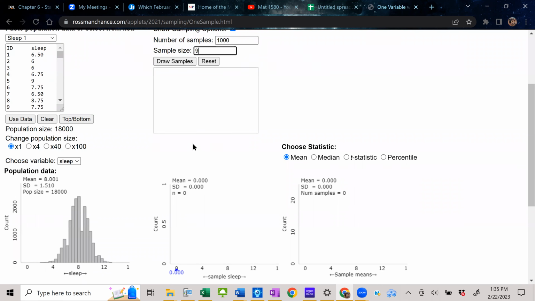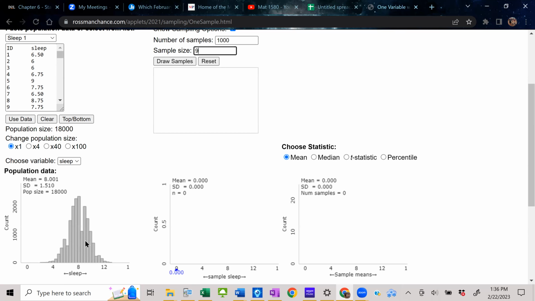Now, before I hit the draw samples button, let me make a couple bold predictions. The mean of this distribution is about 8.001, so about 8 hours of sleep that people are getting on average. I know that I'm on the left side of this curve. I think my kids are far to the right, but whatever. Let's see what else. The standard deviation is 1.51.